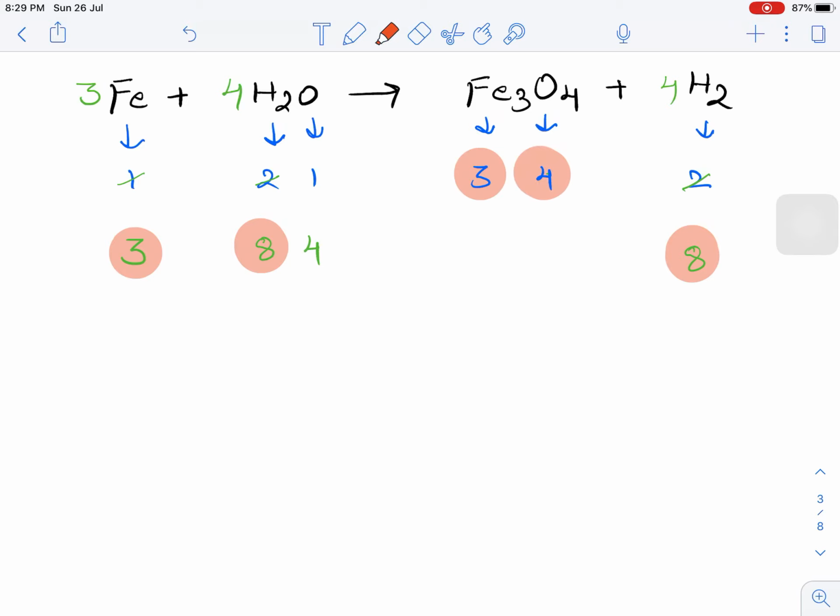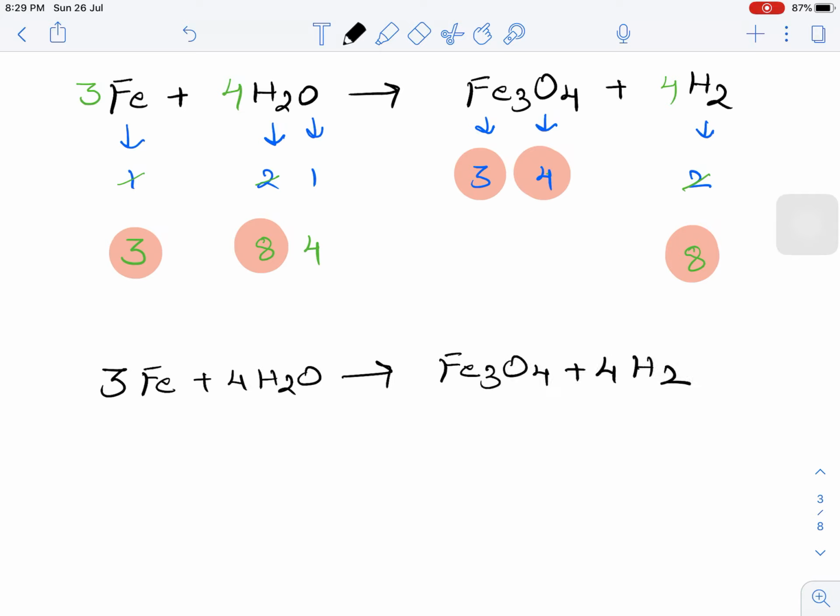So what is our final balanced chemical reaction? You have to write it at the end. So 3Fe plus 4H2O gives Fe3O4 plus 4H2. So here we have learned only how to balance the number of atoms. The remaining things we will see afterwards.